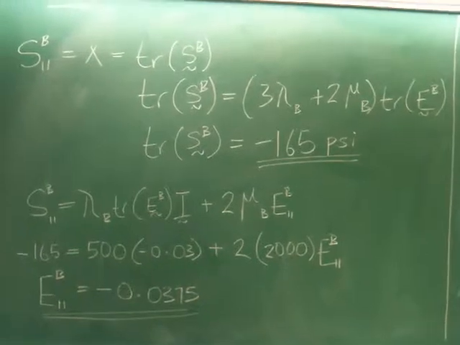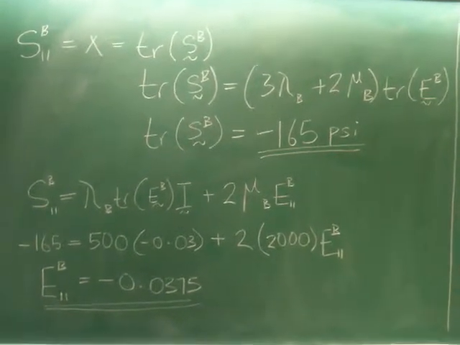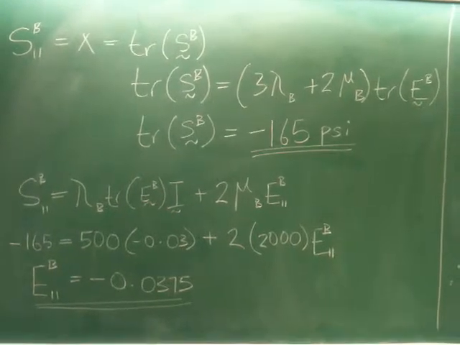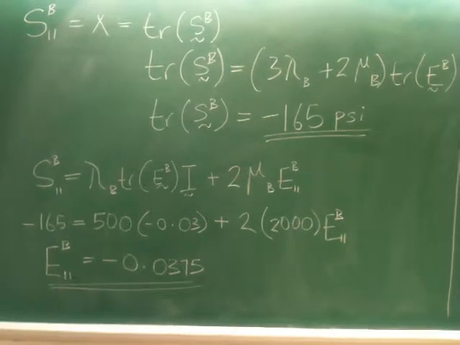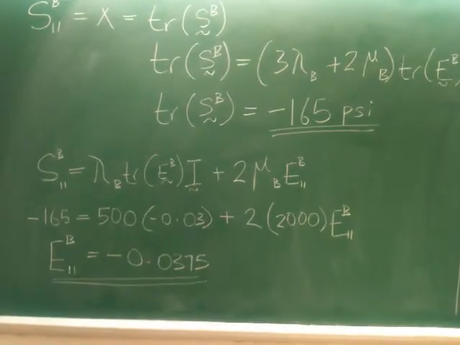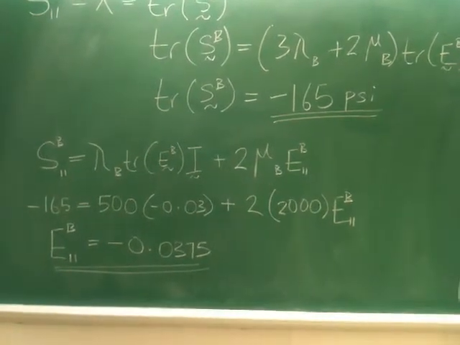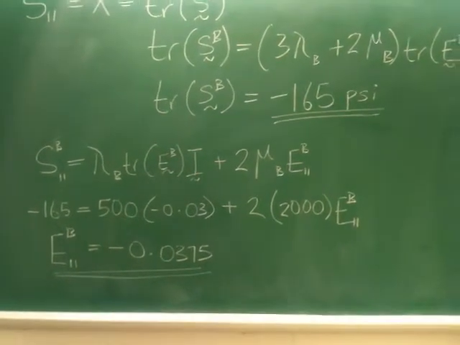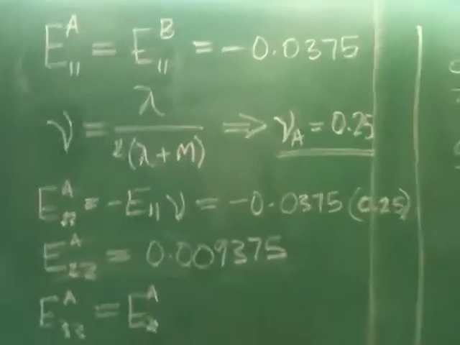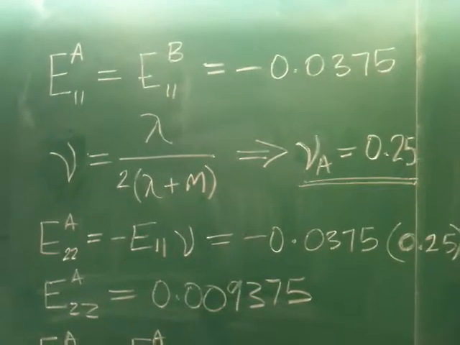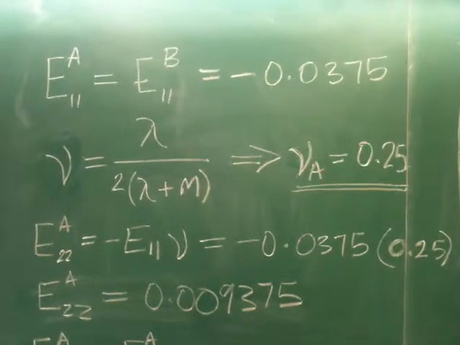Okay, now that we have calculated the stress on block B to be minus 165 psi, we also need to find the stress on the other 2 blocks, and that is done taking the following approach. We know that the components of the stress tensor and the components of the strain tensor are related by this equation shown on the board. So using that, we find the E11B component of the strain tensor. And now we know that all the 3 blocks undergo the same displacement, and since they have the same initial conditions, they also have the same strain tensor.